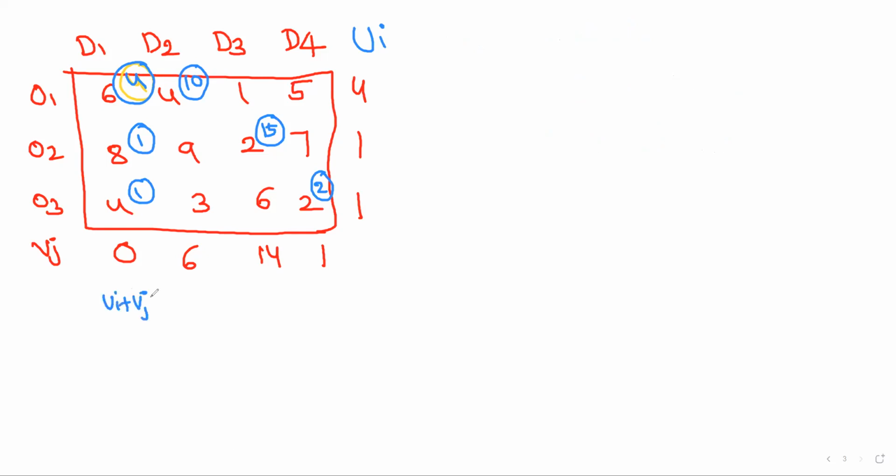ui plus vj is equal to cij. Assume one of the values is 0 here, v1 is equal to 0. Assume table 1 is over.